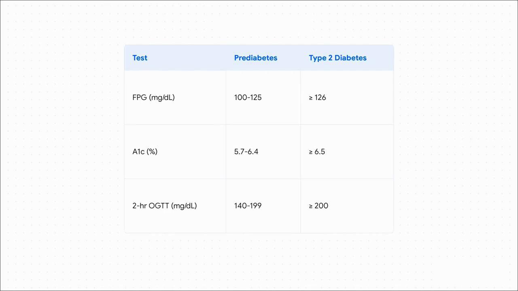For prediabetes, you've got a fasting plasma glucose, or FPG, that's between 100 and 125, an A1C that's between 5.7 and 6.4%, or a 2-hour oral glucose tolerance test that lands between 140 and 199. You can see how these numbers are that critical middle ground, right? They're sitting right between normal and an official type 2 diabetes diagnosis. You gotta know these numbers by heart.